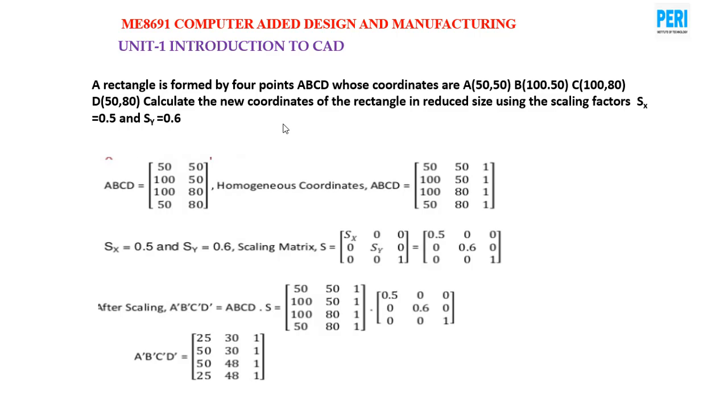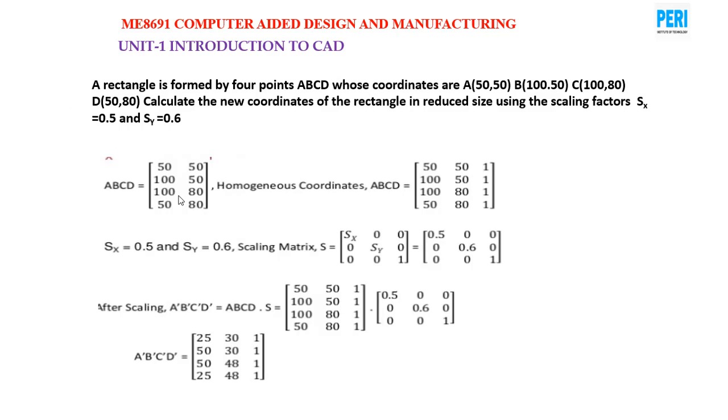A rectangle is formed by 4 points A, B, C, D whose coordinates are A (50, 50), B (100, 50), C (100, 80), D (50, 80). So there are 4 coordinate points. Calculate the new coordinates of the rectangle in reduced size using the scaling factors Sx equal to 0.5 and Sy equal to 0.6. So this rectangle is reduced in size.